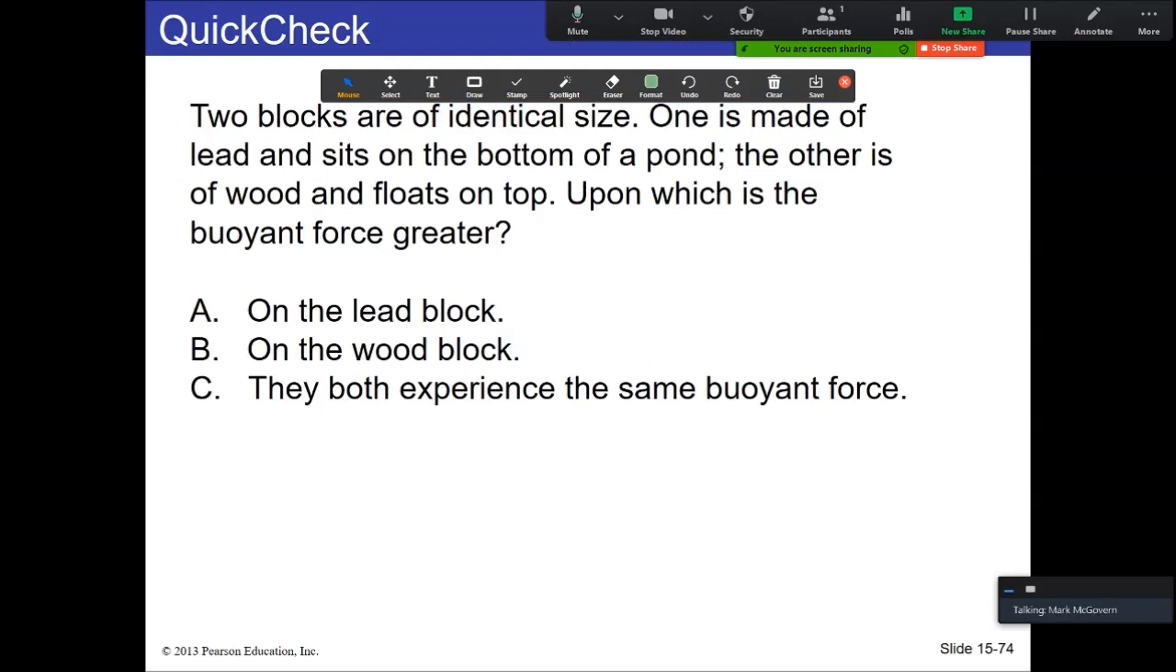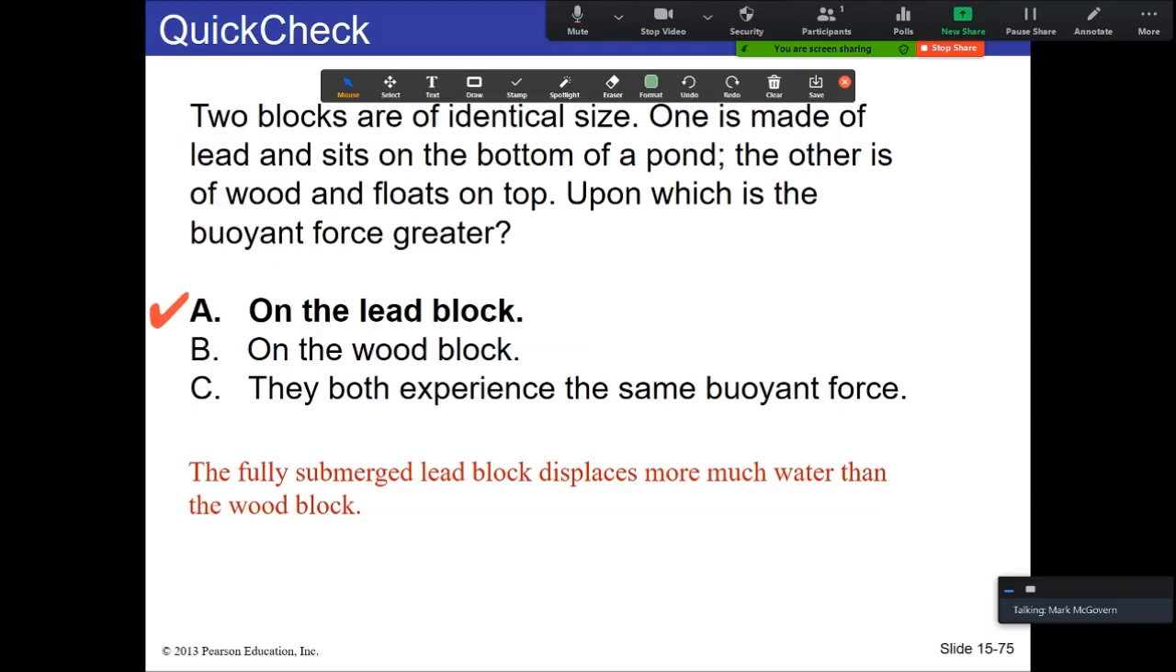All right, so we've got two blocks of identical size. One is made of lead and sits at the bottom of the pond. The other one is wood and floats on top. Upon which is the buoyant force greater? Think about that for a minute. Remember, the definition of buoyant force is the density of the fluid, the volume of the fluid, and g. The answer here is A, the lead block.